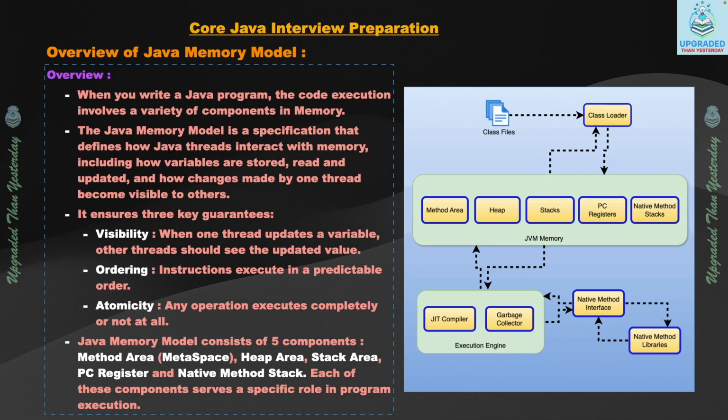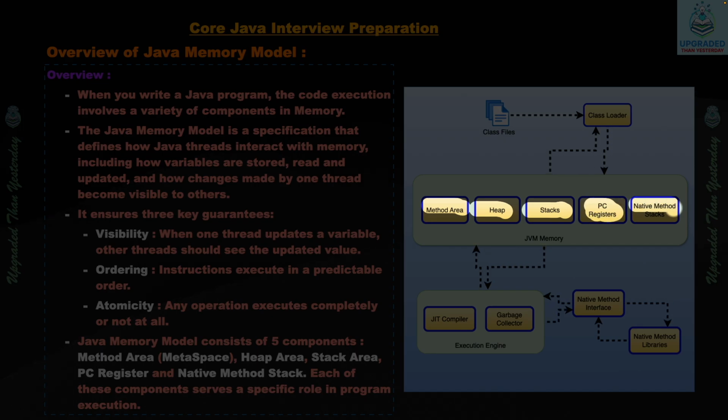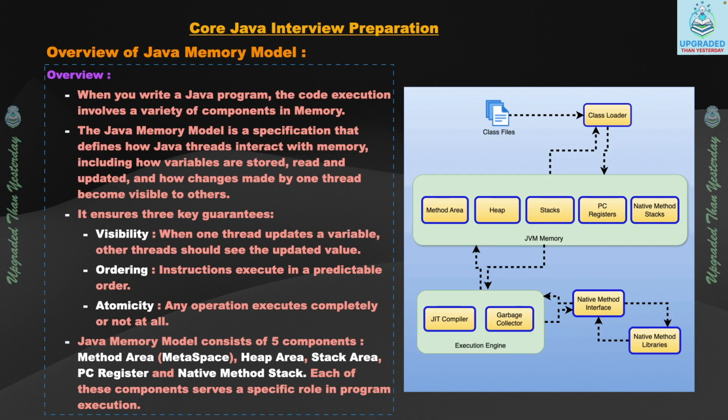Look at the diagram. The Java memory model consists of 5 components, that is method area, heap area, stack area, PC registers, and native method stacks. Each of these components is serving a specific role in program execution. We are going to explore each of these components in detail, so stay with me.